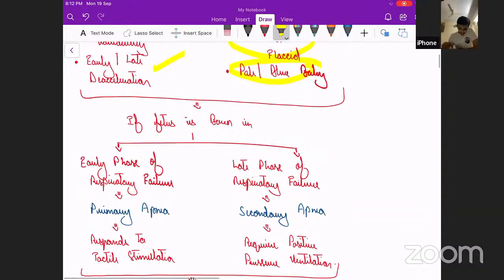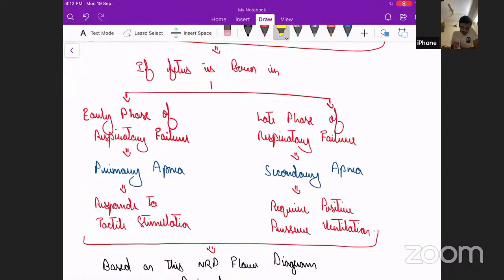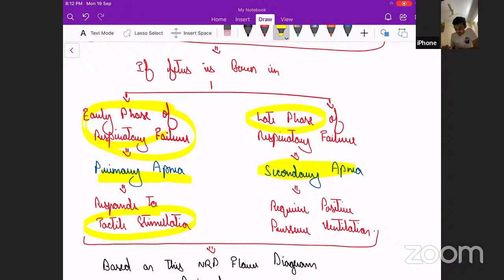When the fetus is born this way, if it occurs in the early phase of respiratory failure, we call it primary apnea. Most of these newborns respond to simple tactile stimulation, or to basic neonatal resuscitation, which includes bag and mask or tactile stimulation. But if it moves on to the late phase of respiratory failure, then we call it secondary apnea, and this will require positive pressure ventilation to resuscitate the newborn.